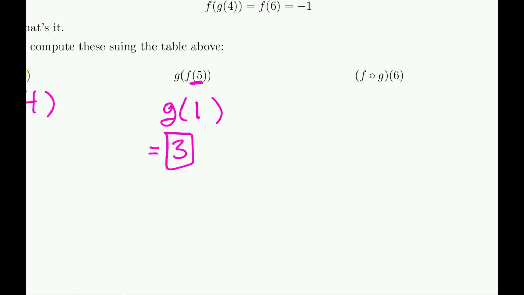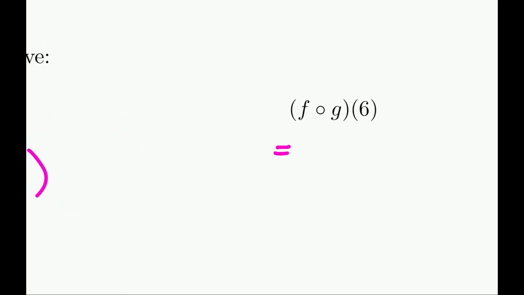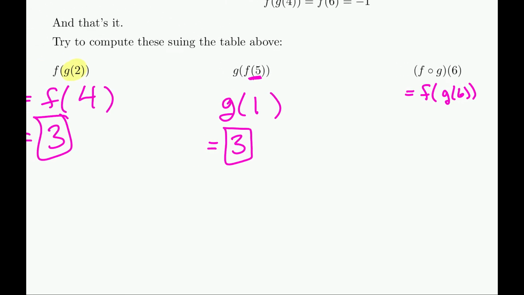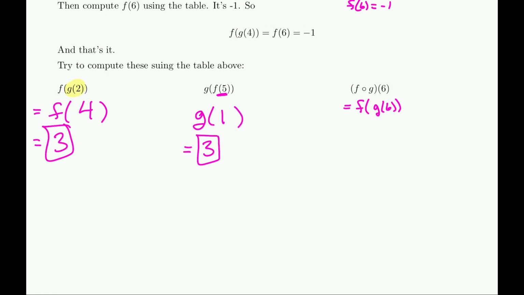Okay, I'm not going to do this last one. I'm just going to say that f of g of 6 means this. Once you write it like this, then you can do it the same way we did with the table. Okay, so that's composition of functions with just looking up numbers.